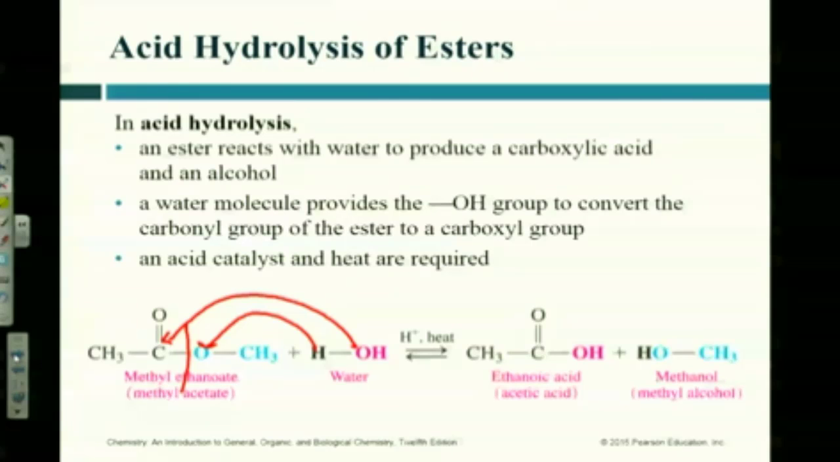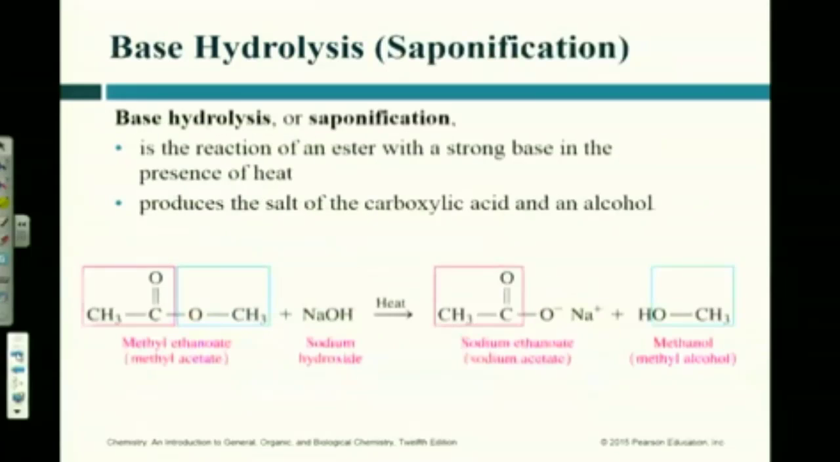So what do we have? We form an alcohol, two alcohols actually. But this one, because it's next to a carbonyl carbon, is a carboxylic acid, and this one is just an alcohol, right? So acid hydrolysis, I think about it as forming two alcohols, but really it's a carboxylic acid and an alcohol. Let's look at another example of it.